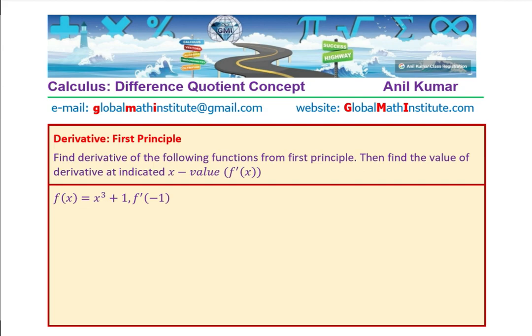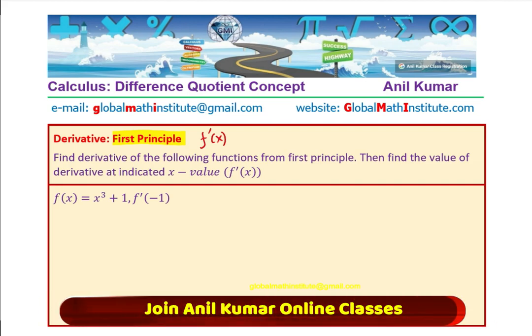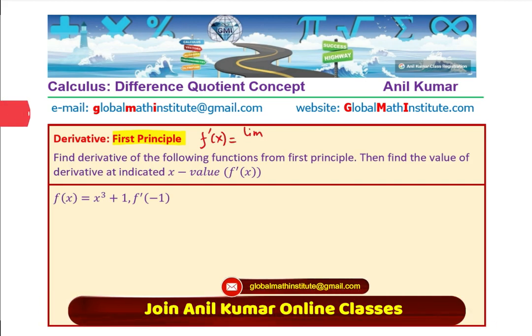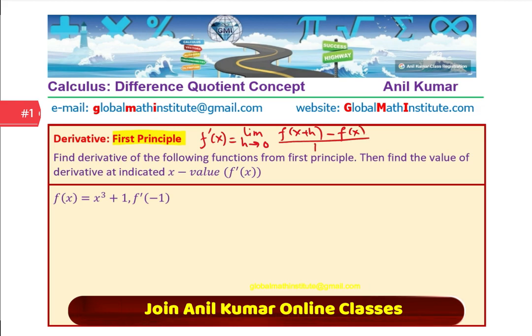So here is the third question, which is to find the derivative using first principle, which you fairly well know now. And we know the formula for that is the limit as h approaches 0 of f of x plus h minus f of x over h. Now in this function, we have x cubed plus 1.